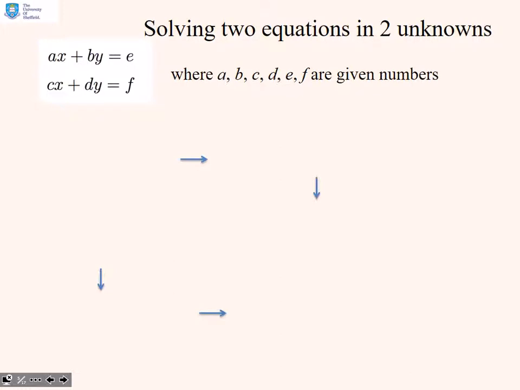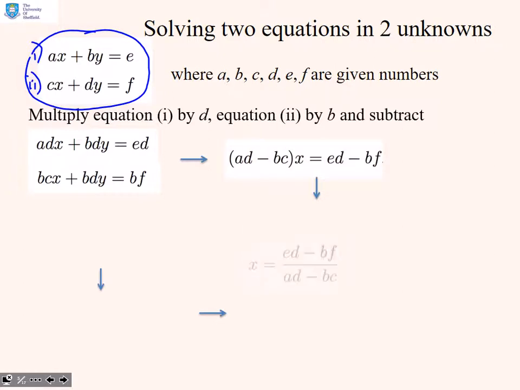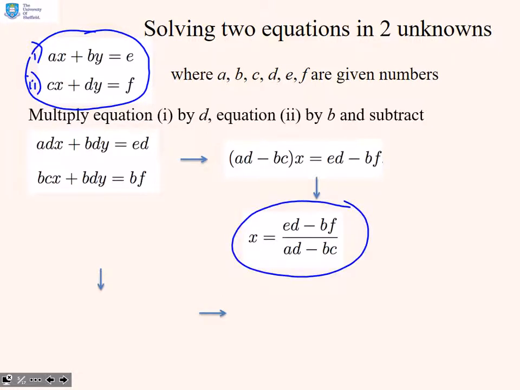So we're going to try and solve 2 equations in 2 unknowns, which you'll be skilled at by now. So they're the 2 equations. A standard technique is to multiply the first equation by d, and the second equation by b, and then subtract. So if we do that, you can see I've multiplied the top equation by d, the second equation by b, and then if I subtract one from the other, I end up with this: brackets AD minus BC times x equals ED minus BF, or in other words, I can solve for x.